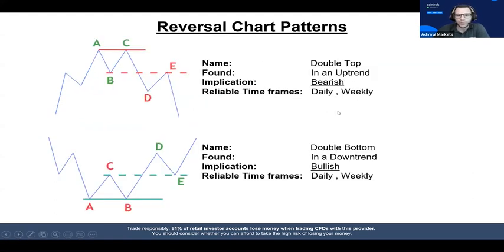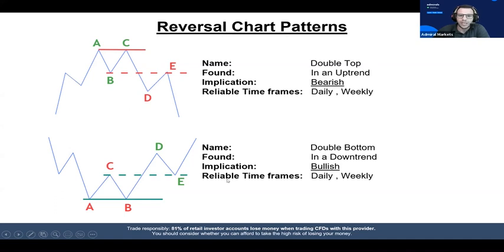Then we have the reversal chart patterns. Among the strongest reversal chart patterns are the head and shoulders, the double top and the double bottom. So the double top is when the market is in an uptrend, and at some point it's not able to create a new high, and then we see the sellers pushing the price lower, creating a new structure, in which B and C are lower lows, and then C and E are lower highs, and it has bearish implications.